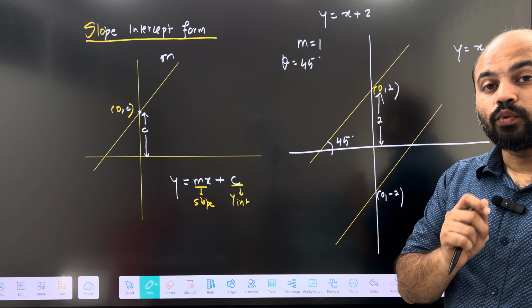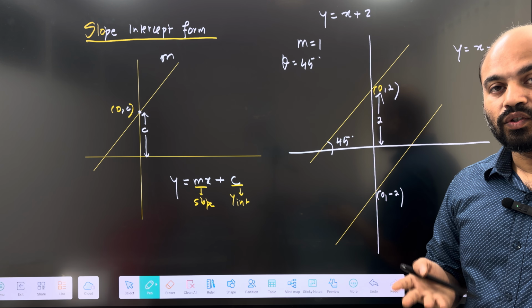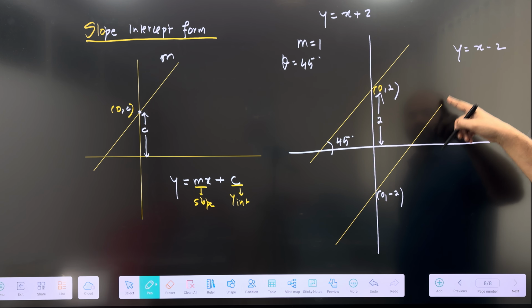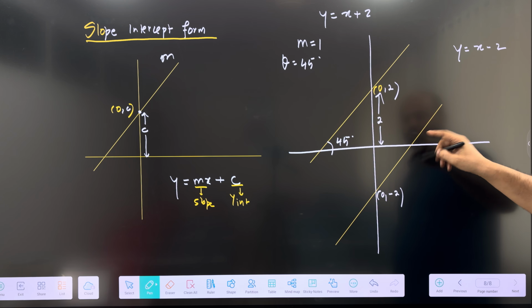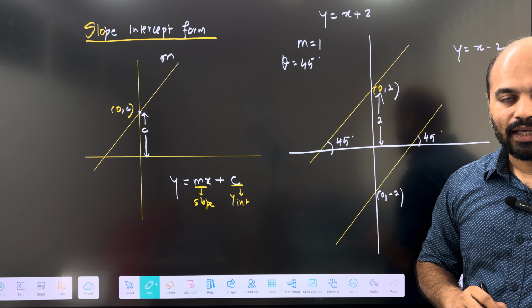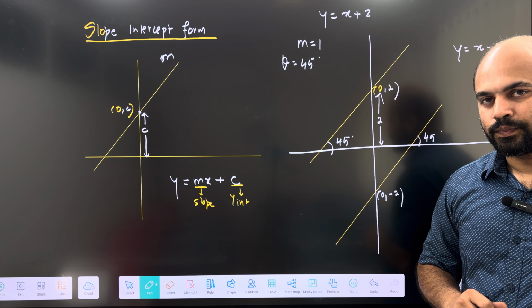Now this tells us one more thing, that two lines which have the same slope are of course parallel to each other. So in this case, we can say that the equation of this is y is equal to x minus 2. You can see the slope is the same. That means the angle is 45 degrees in this case. But the y-intercept is minus 2.